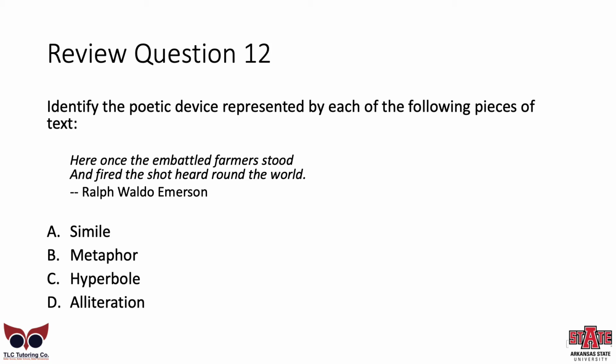Identify the poetic device in the following passage. "Here once the embattled farmer stood and fired the shot heard round the world." Ralph Waldo Emerson. Is this an example of a simile, a metaphor, a hyperbole, or alliteration?